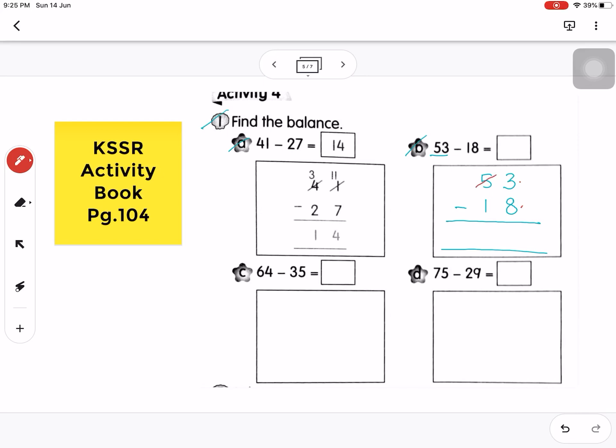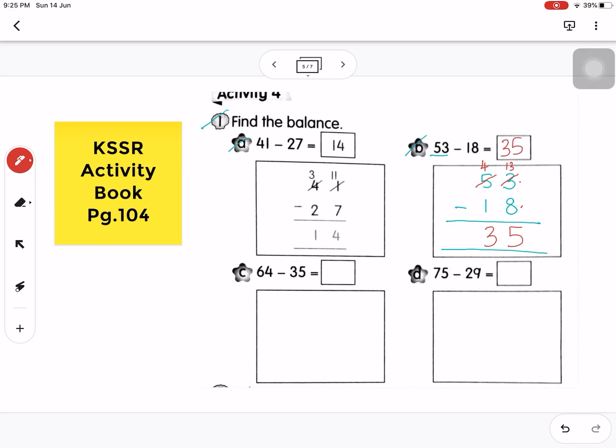Borrow. 1 take away from 5. Now I have 4 left. Okay, and then 10 plus 3. Now I have 13. 13 minus 8. 13, go back 8 steps. 13, 12, 11, 10, 9, 8, 7, 6, 5. The answer is 5. And then 4 minus 1. 4, go back 1 step, will be 3. So the answer is 35.